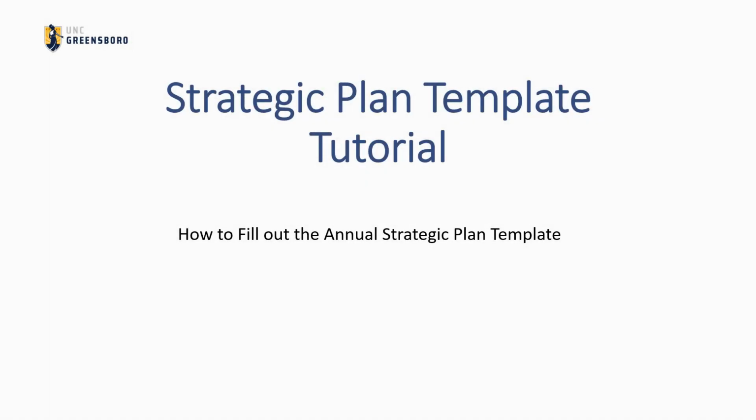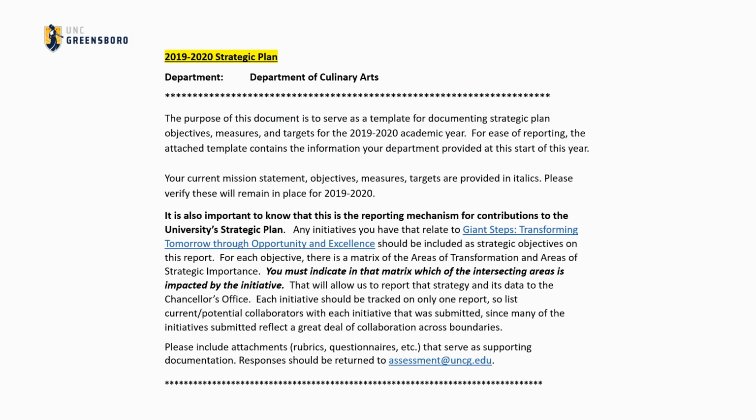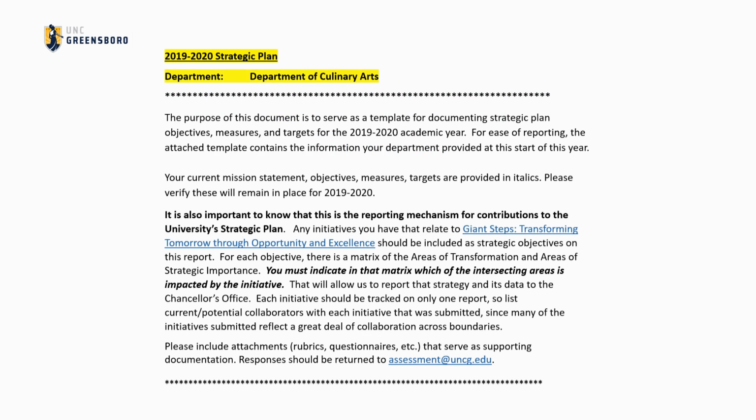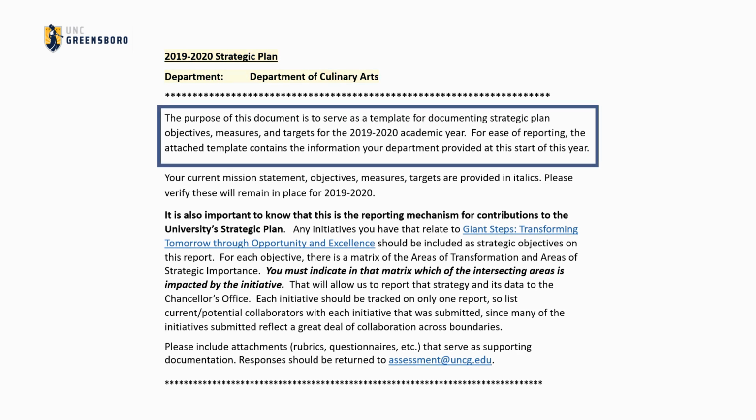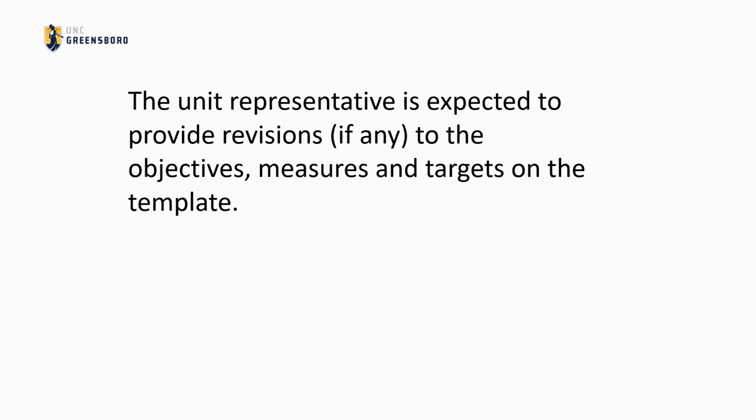The purpose of this tutorial is to help the unit's representative understand how to fill out the strategic plan template. Each spring, the Office of Assessment, Accreditation, and Academic Program Planning emails strategic plan templates to non-academic units and selected academic units. The template serves as a place for verifying strategic objectives and the associated measures and targets the unit expects to assess in the upcoming academic year. The unit representative is expected to provide revisions, if any, to the objectives, measures, and targets on the template.